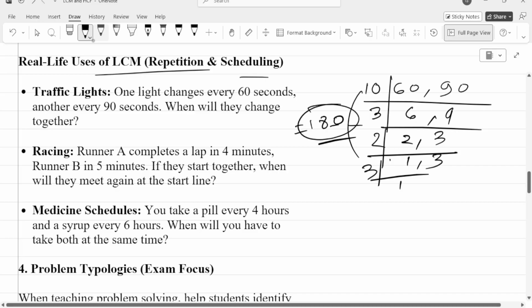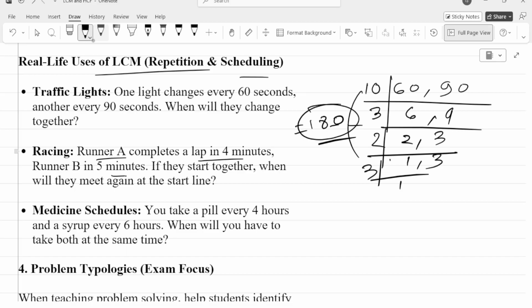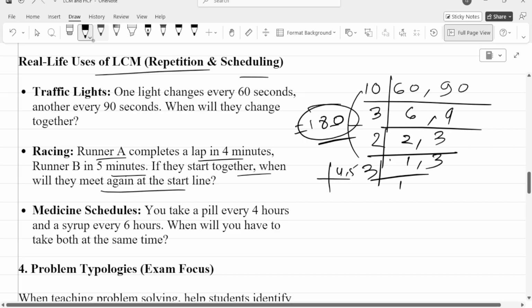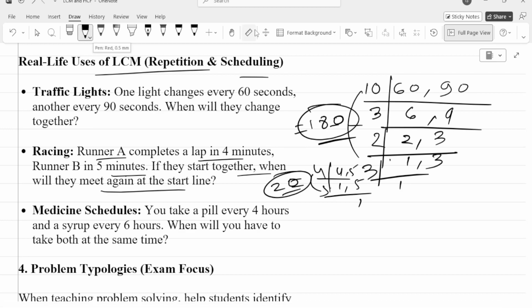180, total 180. Okay. Runner A completes a lap in 4 minutes, runner B in 5 minutes. If they start together, when will they meet again at the start line? Again we take 4 into 5. There are directly different numbers, 4 1s are 4, 5 1s are 5. After 20 minutes they will meet together again.